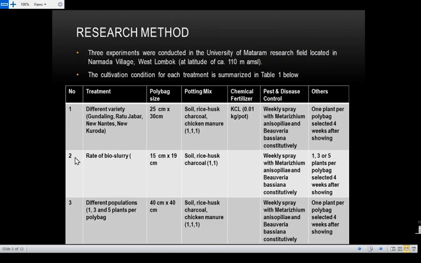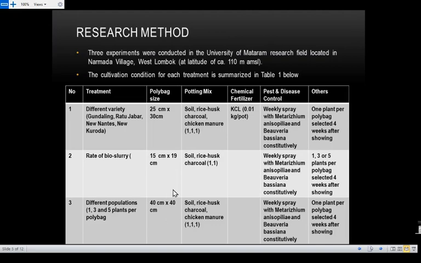The second research evaluates the effect of rate of bioslurry application. And the third research evaluates different populations: 1, 3, and 5 plants per pot. The polybag size used in the first experiment was 25 centimeters times 30 centimeters, length times width. In the second experiment, 15 centimeters times 15 centimeters, and then in the third experiment 40 centimeters times 40 centimeters.